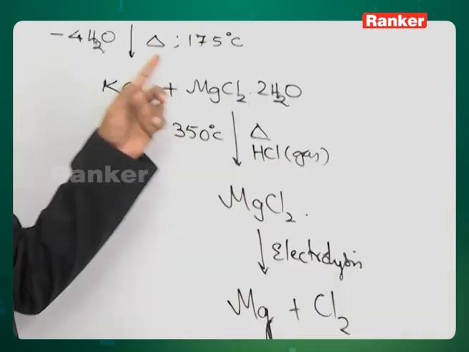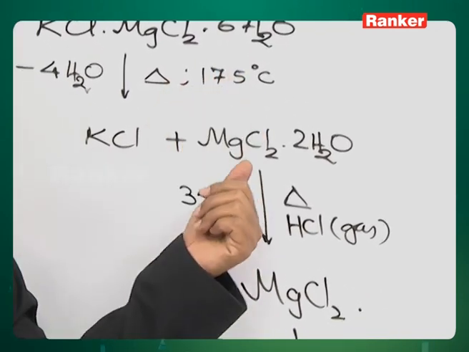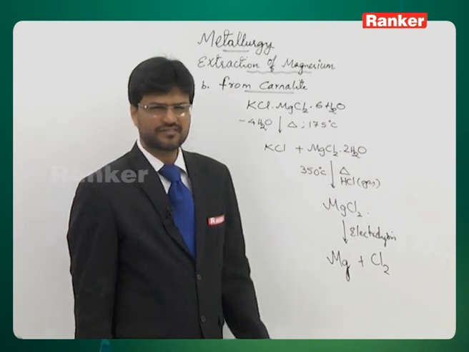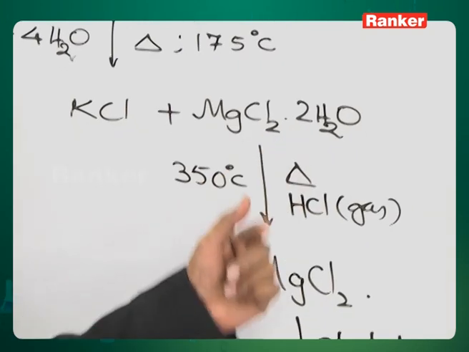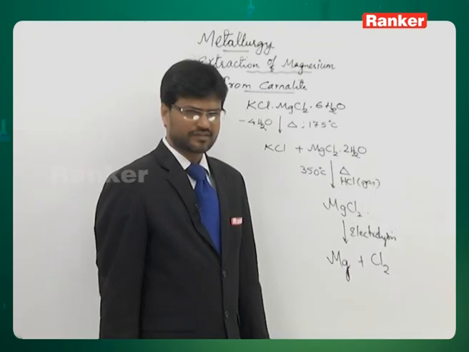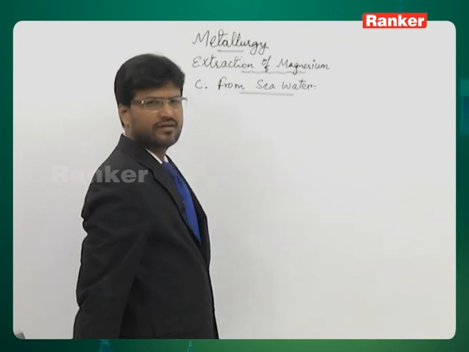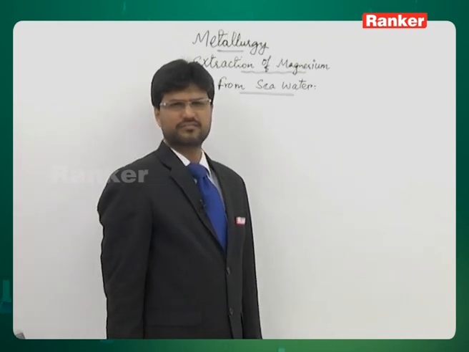First we need to heat it to about 175 degrees Celsius. You get rid of 4 water molecules, then further heating is done in presence of HCl gas to avoid hydrolysis of MgCl2. Then you get anhydrous MgCl2, which is subjected to electrolysis in the fused state, and you get metallic magnesium. Let's now learn extraction of magnesium from seawater.